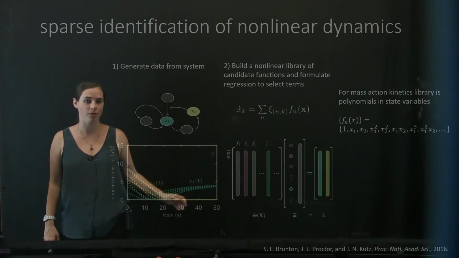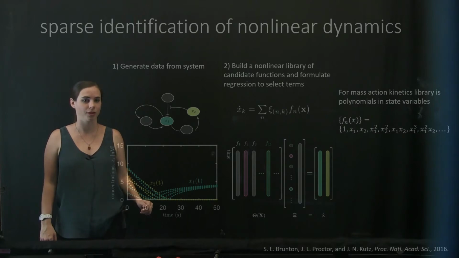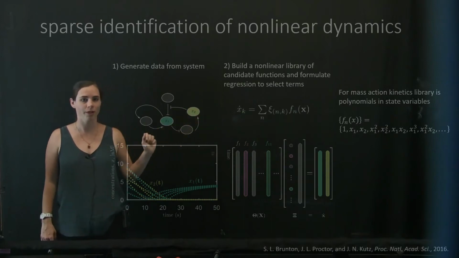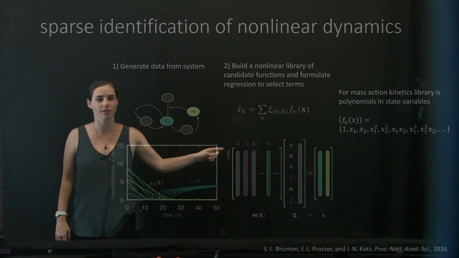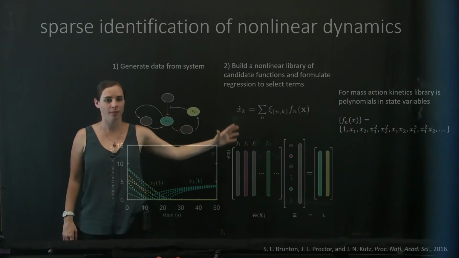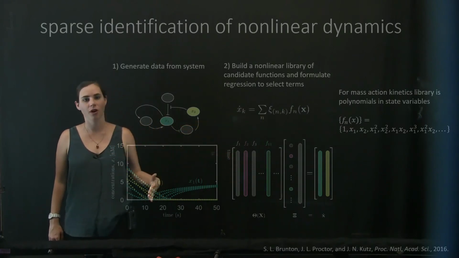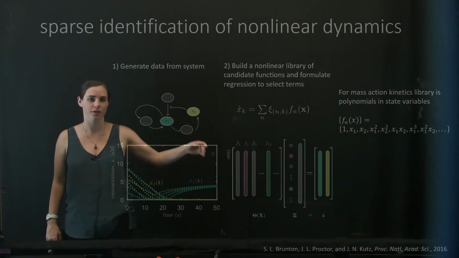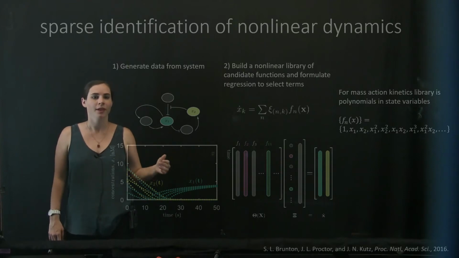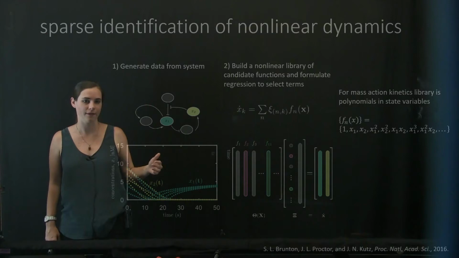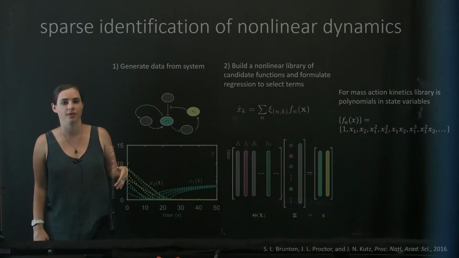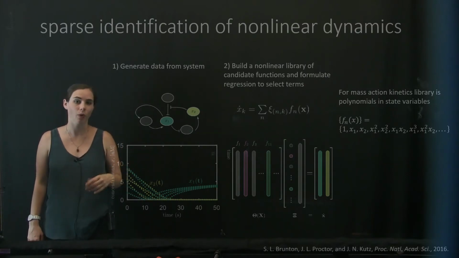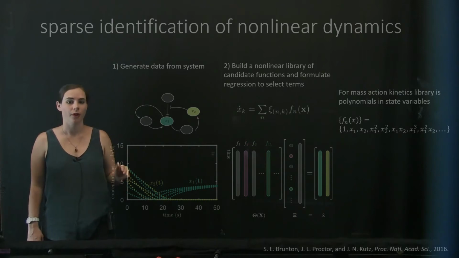And so that's our function matrix or our data matrix theta. And in order to formulate a regression problem, or formulate this set of equations, we say that theta times some other matrix C, with the first column representing the coefficients for x1 and the second column representing the coefficients for x2, et cetera, is equal to the derivatives of the state variables. So also a matrix with the derivatives of the state variables plugged in. And you can either measure the derivatives of the state variables directly or calculate them numerically from the time series data.